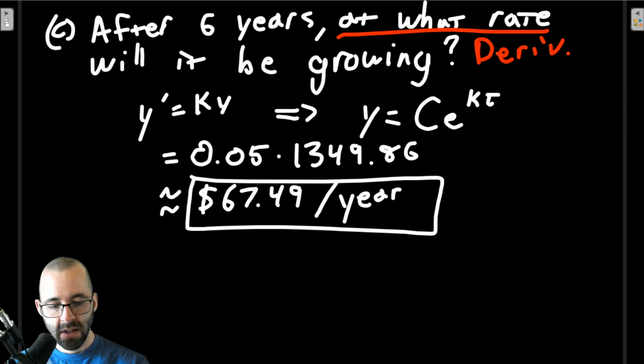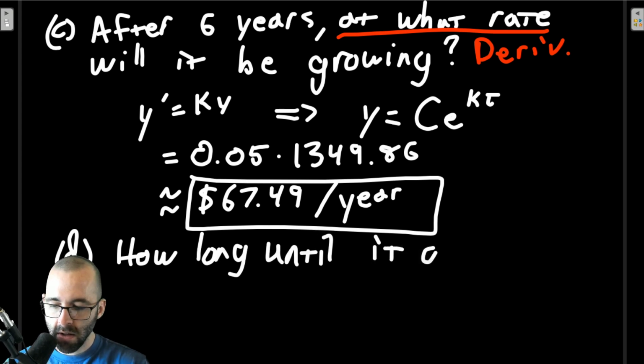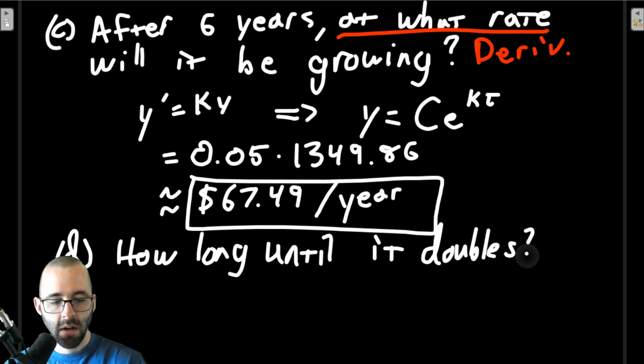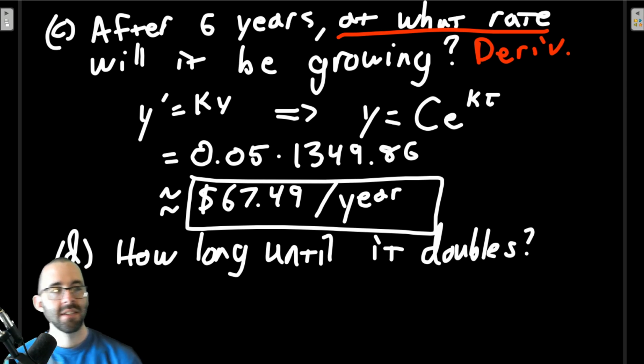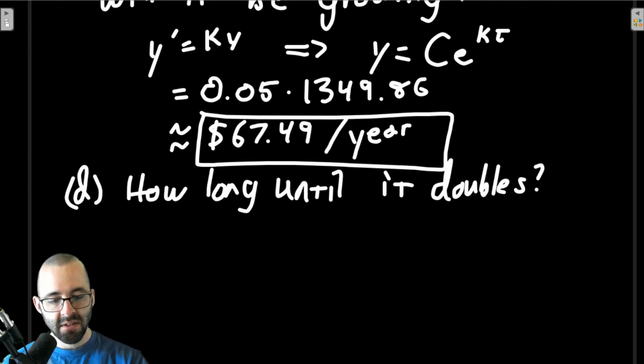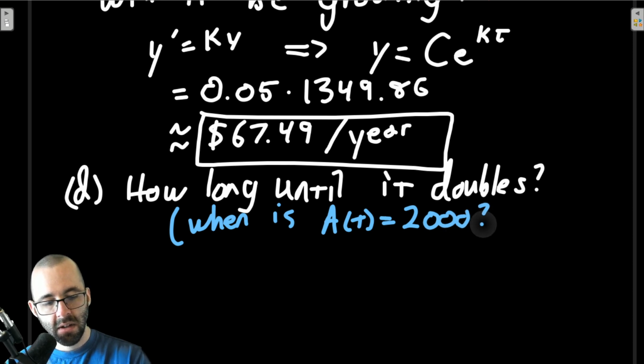Okay, so what do we got here? We have our D. Let's do one more. How long until it doubles? Find the doubling time. So it took 6 years to get an extra $350. The question is, how many years does it take to get an extra $1,000? Okay. So we just kind of plug it in and say, okay, we started with 1,000. So this is just asking, when is the amount equal to $2,000? Plug in and we solve.